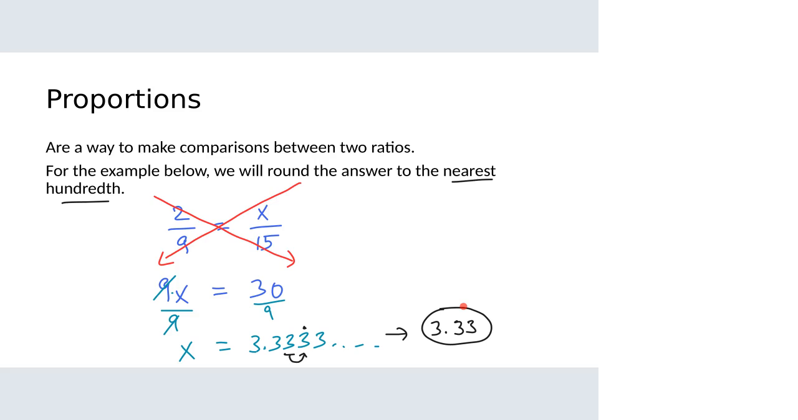Now, we're going to see proportions in a lot of different structures, a lot of different situations. But eventually, we're going to get ourselves to here where we have one ratio equal to another, and we're going to use cross multiplying to solve.